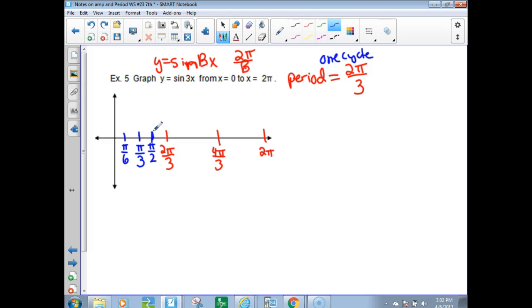All right, now I'm going to go ahead and sketch a sine wave from 0 to 2 pi over 3. Now, what's my amplitude? Okay, my amplitude is positive 1. It is 1, always positive. So I'm just going to draw up to 1, down to negative 1.